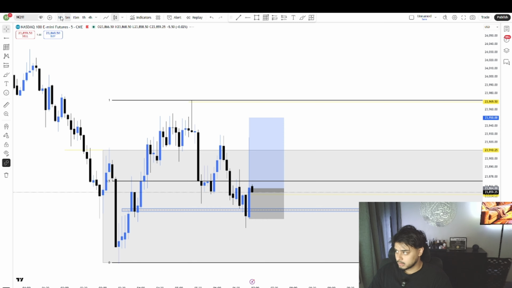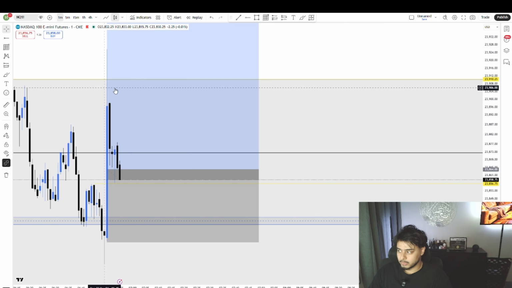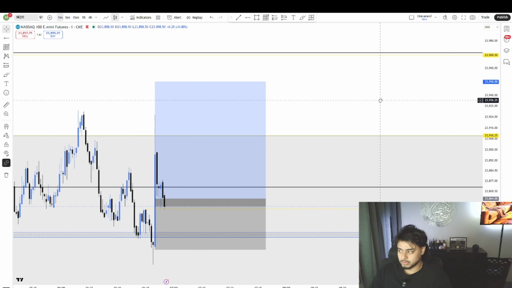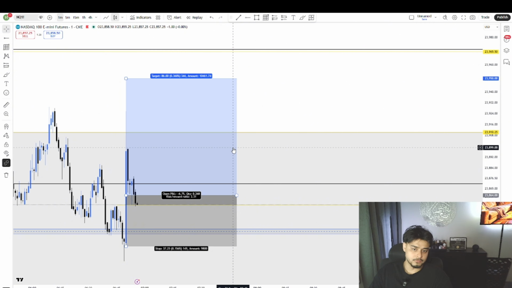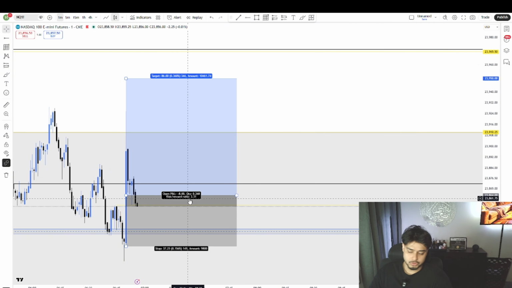So let's see what happens, and we just have to be patient and wait for market to respect that break of structure. Now, if I do lose this trade, I'm going to enter off of a 15-minute break of structure to the upside. So I only take 1 to 2 trades a day max, and that's it. And yeah, let's fast forward this video and let this trade ride out.